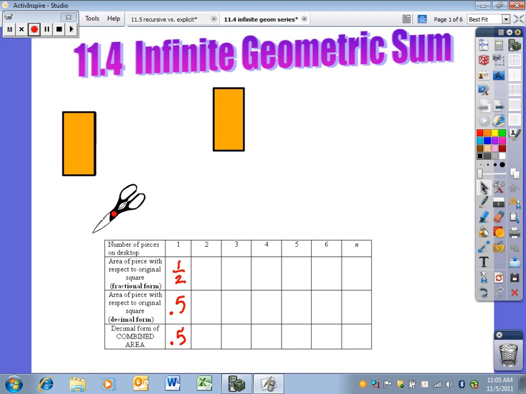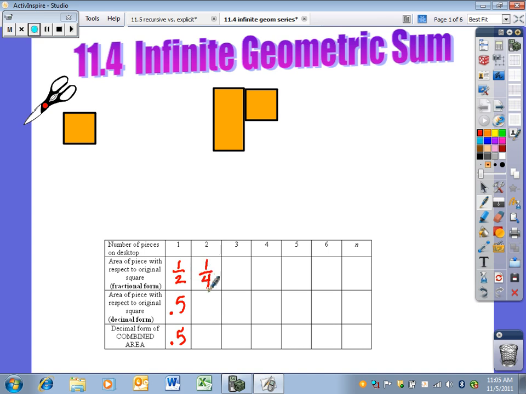Then we're going to take the square and cut it in half again. And place that half on the desktop. So I had a half that I halved again. So half of a half is a fourth, which is 0.25. I had 1/2 plus 0.25 gives me a total area of 0.75 over here on my desktop.